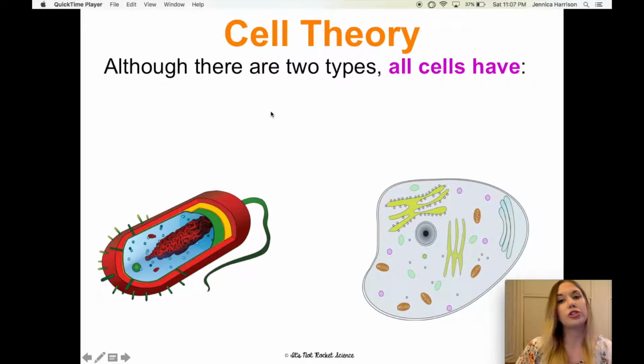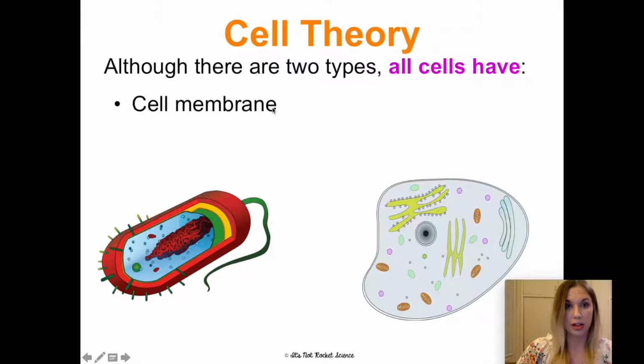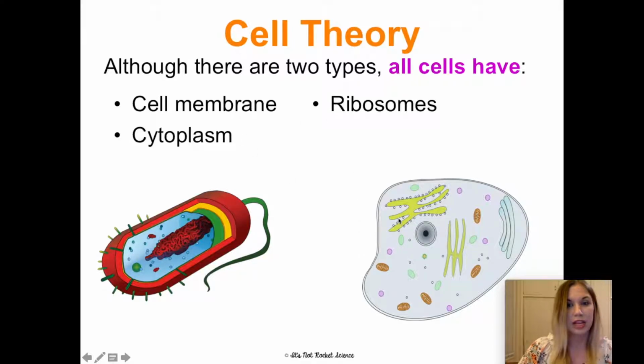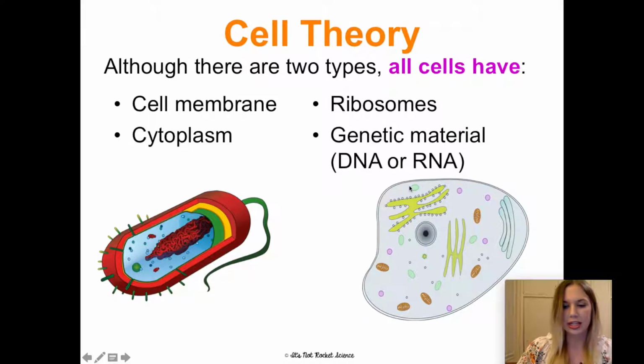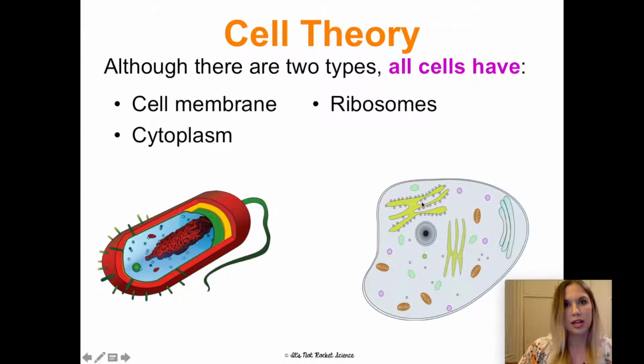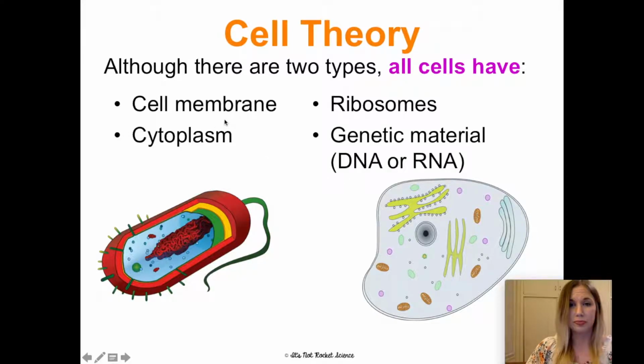So although there are two types, all cells have the following: a cell membrane, so something on the outside, a cytoplasm, that is the space in between all of these organelles, ribosomes, which you can see here, located on the back of this little structure, and those are what aid in the process of protein synthesis. When we're making proteins, and if you remember from Unit 1, we make proteins by linking amino acids together with peptide bonds. So ribosomes play a big role in that.